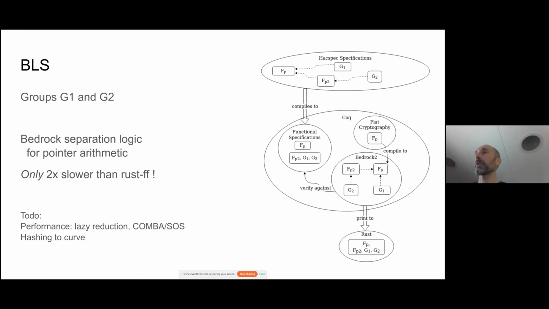We've implemented quite a big part of the BLS standards. What we're currently working on is hashing to curve, to actually specify this in hacspec, and then we would like to implement it in Fiat Bedrock to make sure that we can actually generate more of the standard.